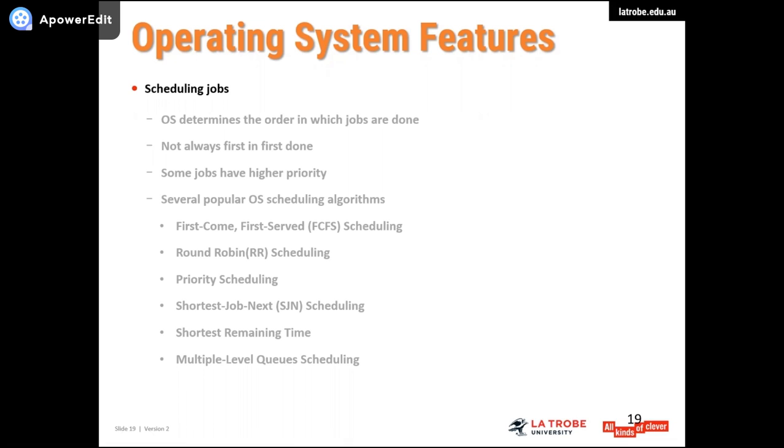And some jobs are given higher priority by default, because system level software is given very high priority. For example, the network software, or when you send something to print, the printer service has very high priority. Several popular OS have a scheduling algorithm to deal with the resources given to different jobs or tasks. The first one is very simple.